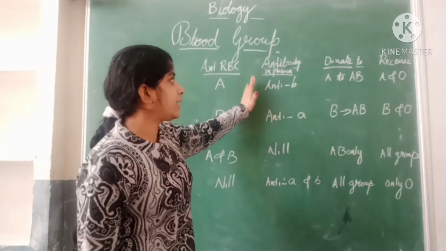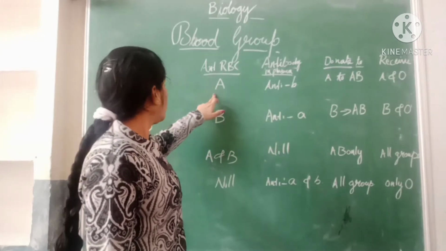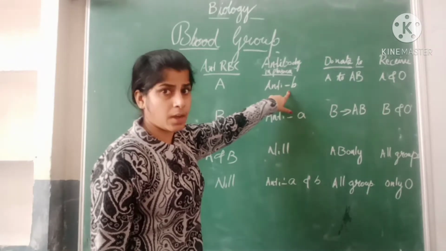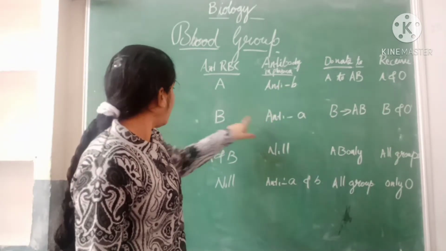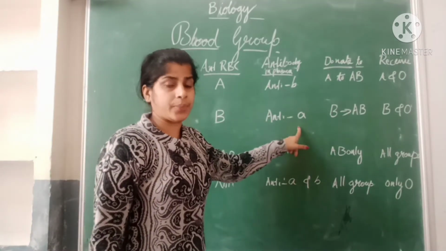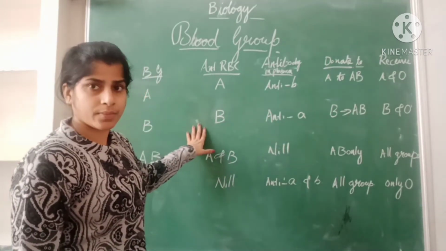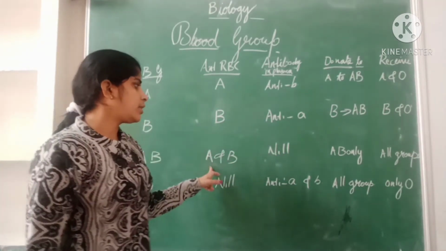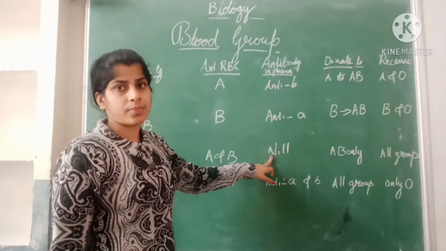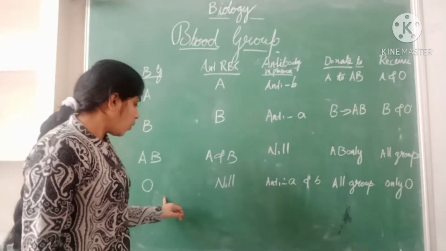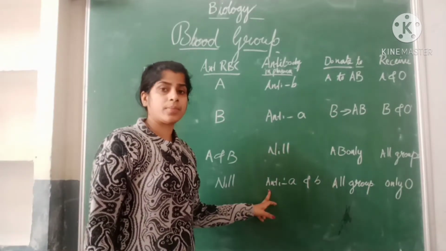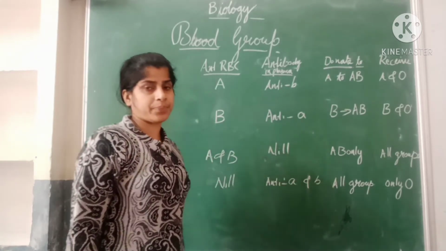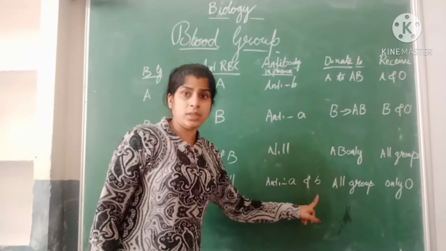The next point is the antibodies in plasma. A group contains antibody B in the blood plasma, and B group contains antibody A, just the opposite. AB has no antibody in the plasma. And the O group contains both antibody A and antibody B.